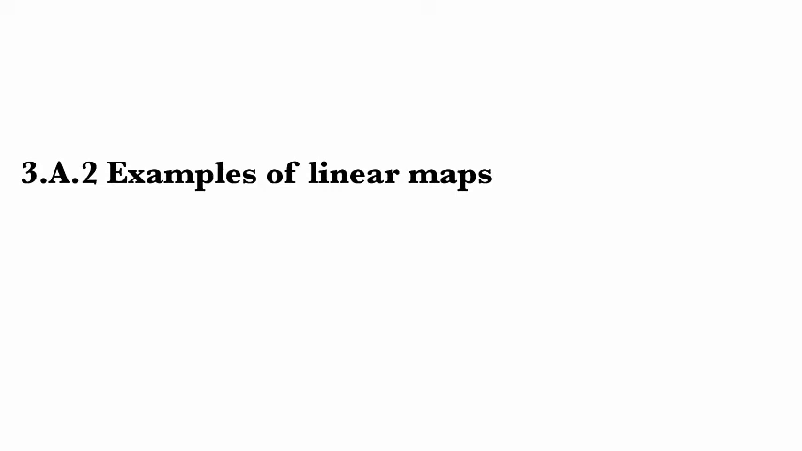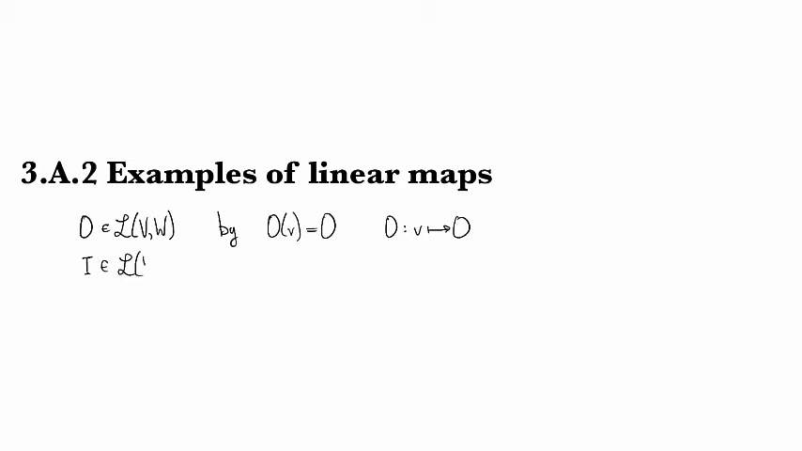Just going to look at a bunch of examples of linear maps between familiar vector spaces. So first off, the 0 map is a linear map between any pair of vector spaces. This is the one that maps elements by saying 0 of v is going to be equal to 0. So in other words, 0 maps the element v to the element 0. There's also always the identity for L from V to V.